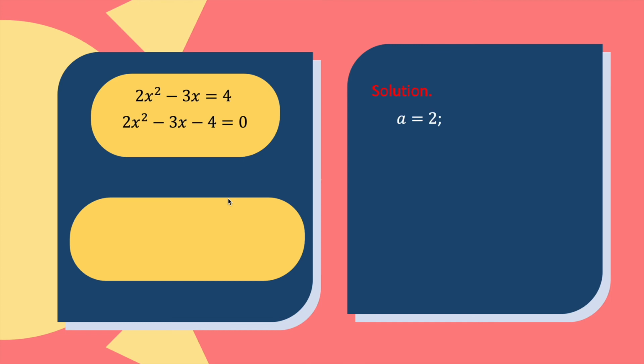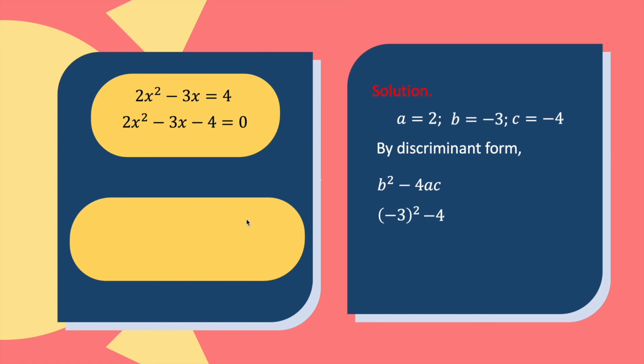Here, we can now determine the values of our numerical coefficients. First, a is 2, b is -3, c is -4. By the discriminant form, which is b squared minus 4ac, as usual, let us substitute the given values. We have the quantity -3 raised to 2 minus 4 times 2 times -4. By simplifying, we have +9 and +32. So, performing the operation, 9 plus 32 is 41.